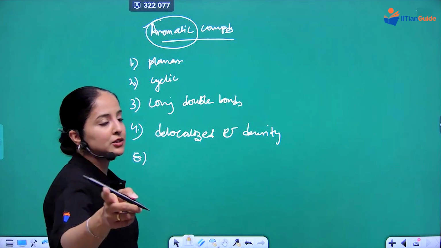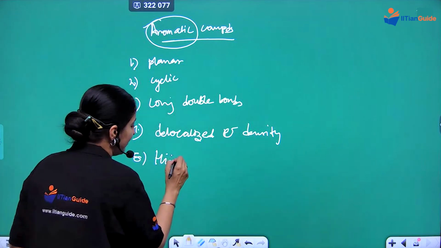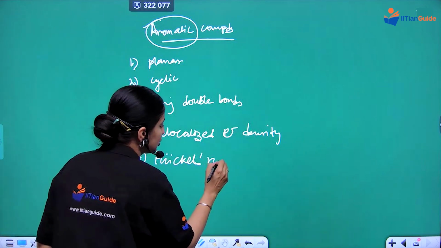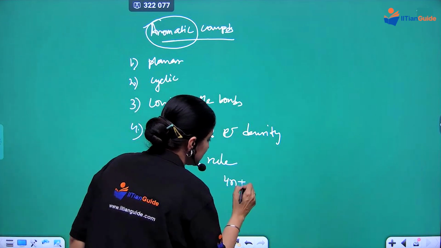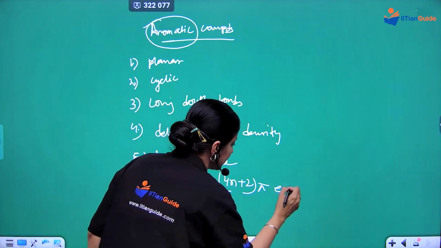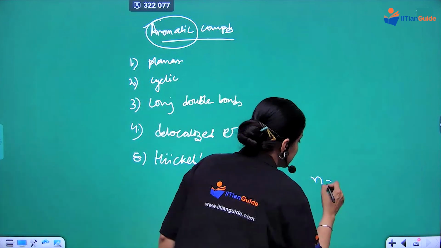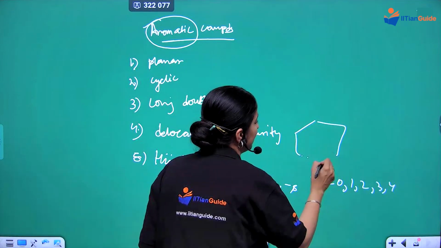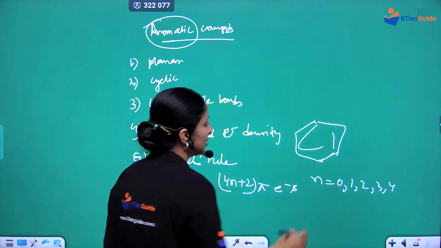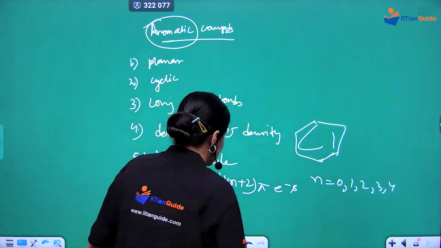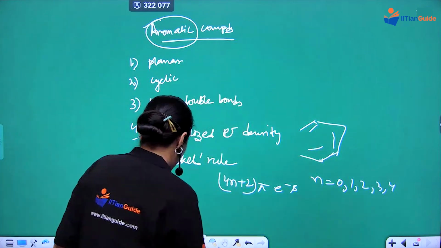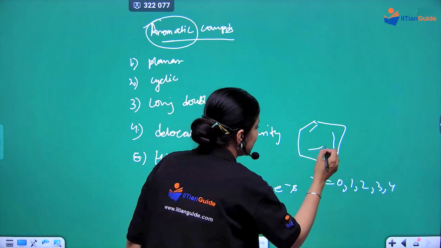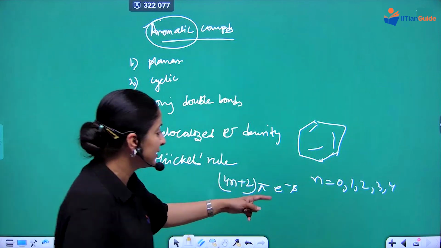Ma'am, you forgot Huckel's rule. No, I have not forgotten. Then you have Huckel's rule: 4n plus 2 pi electrons. N's value is 0, 1, 2, 3, 4. Very famous example, ma'am, we know. Yes, it is benzene only. My super kids, you all know everything. You guys are very intelligent. I know benzene. Here the n is what?